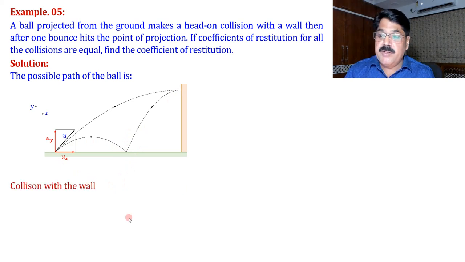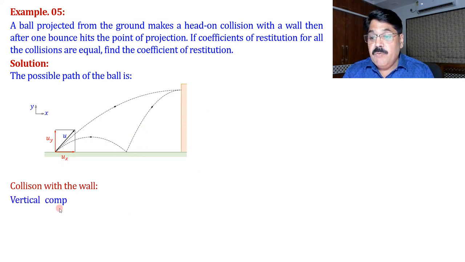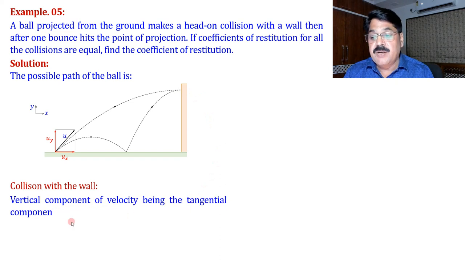Now the collision with the wall. Actually, we analyze the collision with the wall. The vertical component of velocity, being the tangential component, remains unchanged. It is 0 at the top. So it was 0, so after the collision it will remain 0.